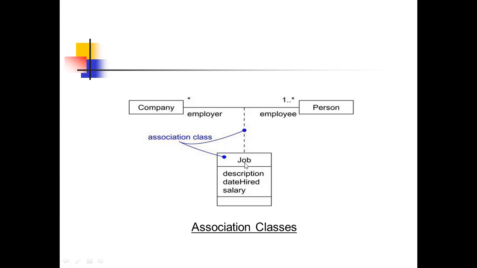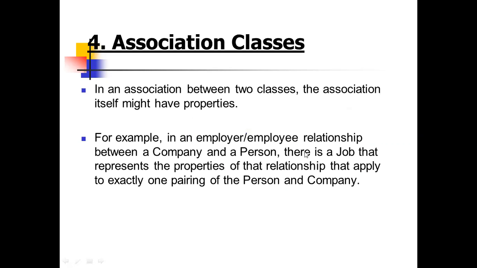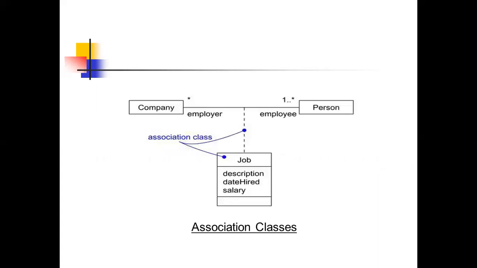Job, as we have seen in this example, represents the properties of that relationship that apply to exactly one pairing of the person and company. Here you can see this is the association class associated with this relationship from company to person. How to denote that association class with that association relationship? Here you can see the dotted line with those two classes. So this is all about the association class.